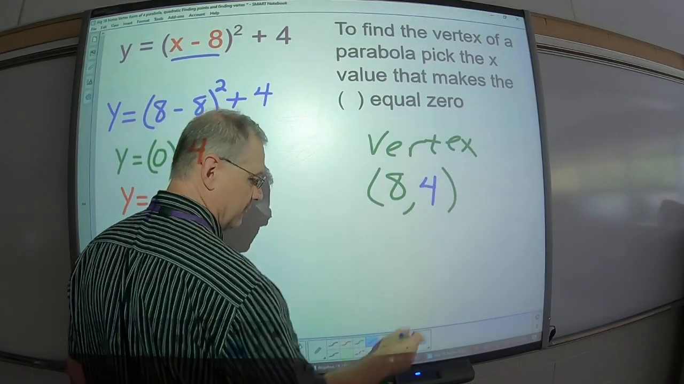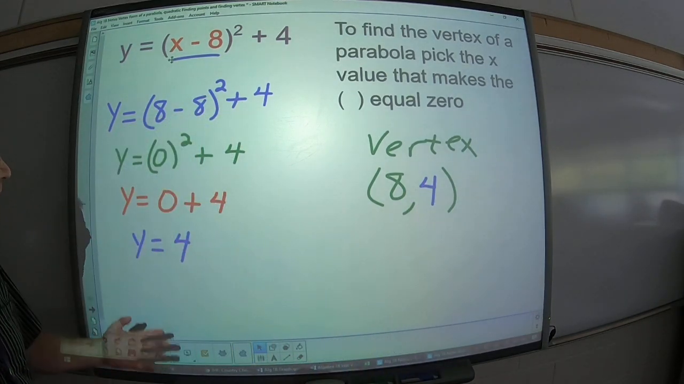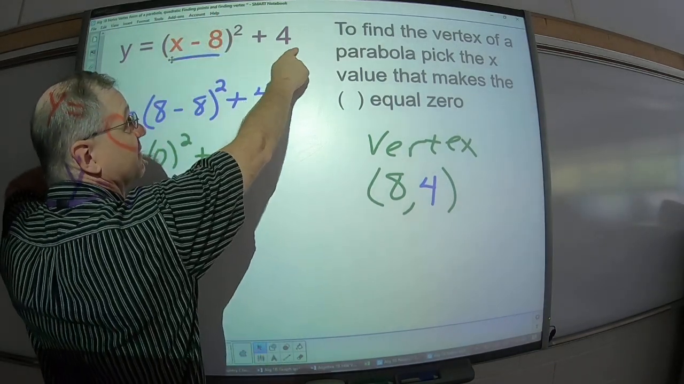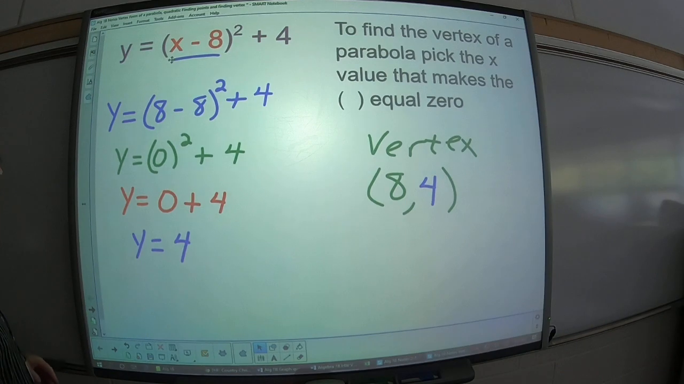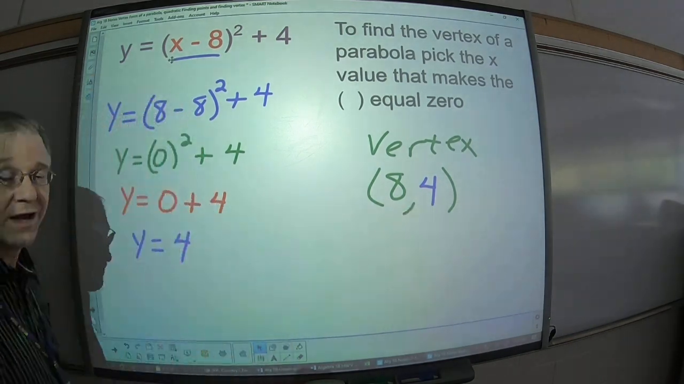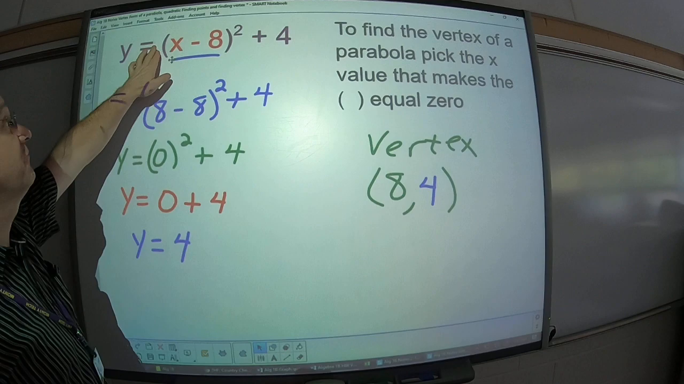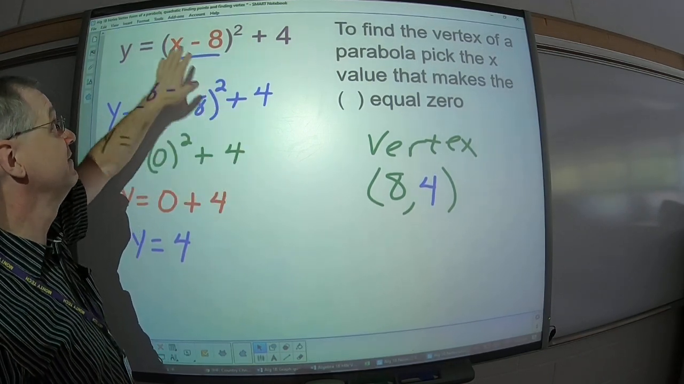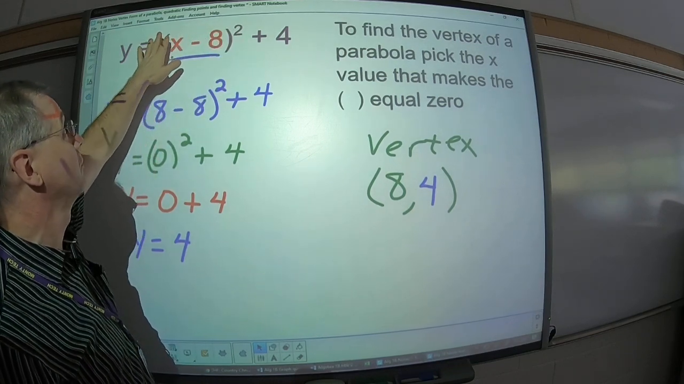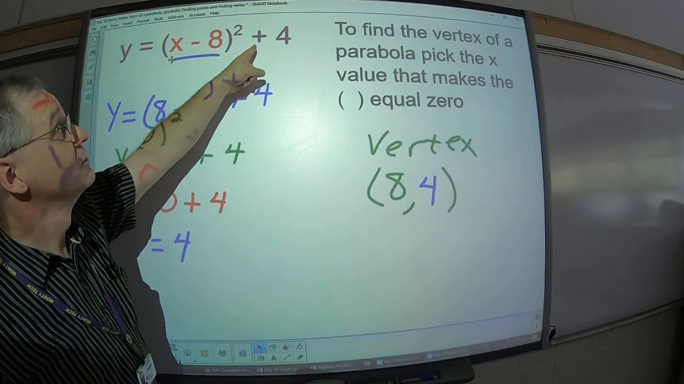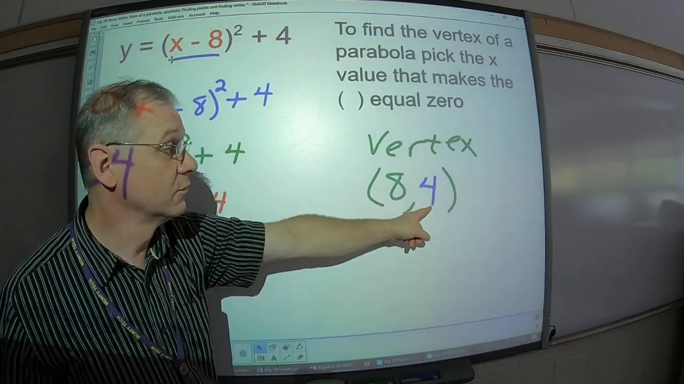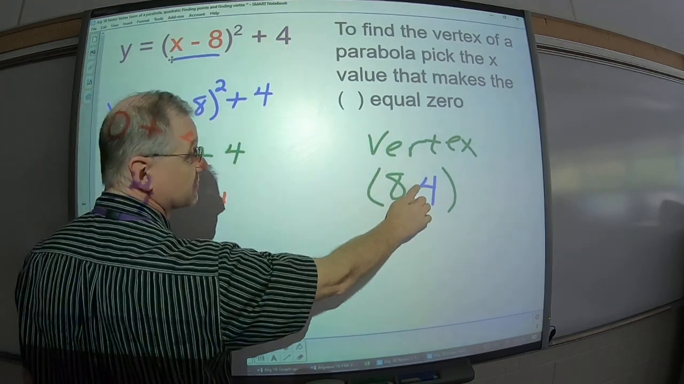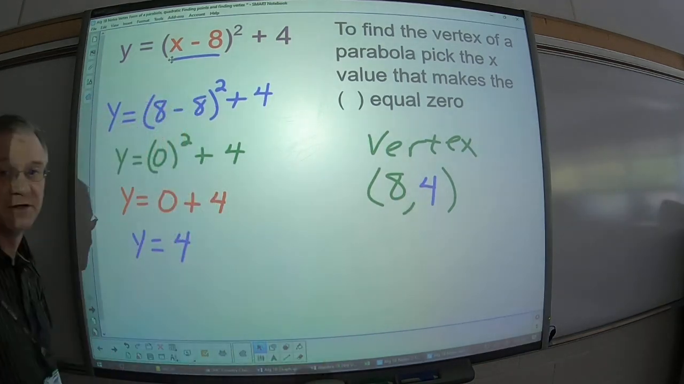Now you may have already figured out when it's in this form, when this becomes 0, that whole thing is 0, so whatever is being added or subtracted with it is going to be the y value of your vertex. Even if there's often a number out here multiplied times the parenthesis, if this is 0, 0 times anything is 0, so whatever's added or subtracted is going to be your answer. If it's plus 4, it's 4. If it's minus 4, it's negative 4 here.